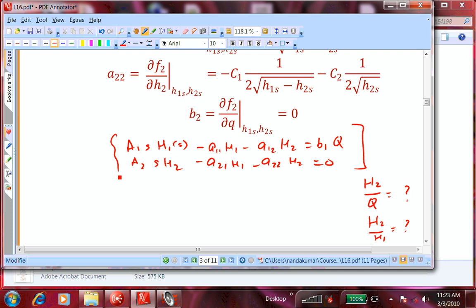Question? Oh, that's because B2 happens to be 0. The reason B2 is 0 is because the Q doesn't appear in the second function.